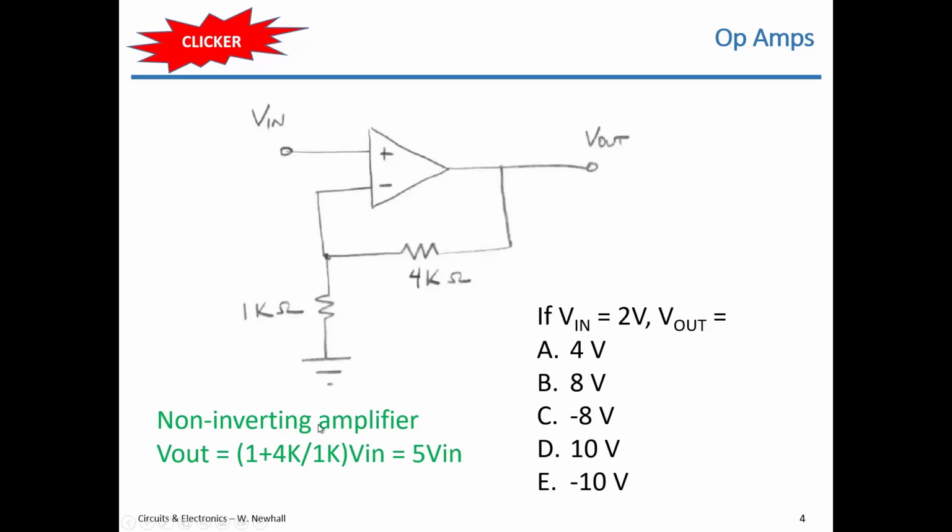And so this is a non-inverting amplifier. And the output is equal to 1 plus the feedback resistor divided by that resistor that goes to ground. So 1 plus 4 is 5. The gain is 5. And so 5 times 2 is 10 volts. Okay. All right. So that's a type of circuit you should know. Let's move on to another circuit.